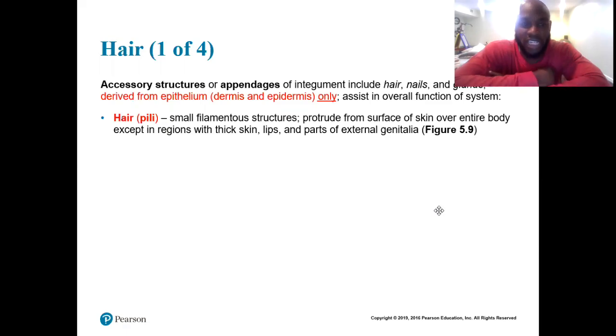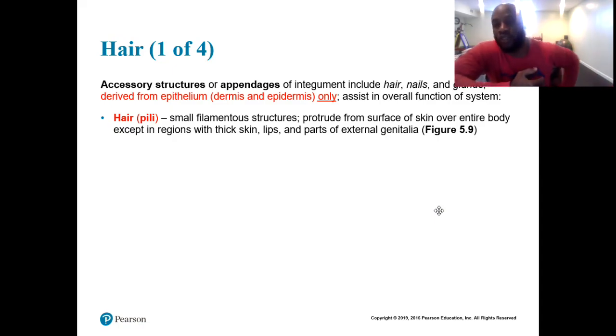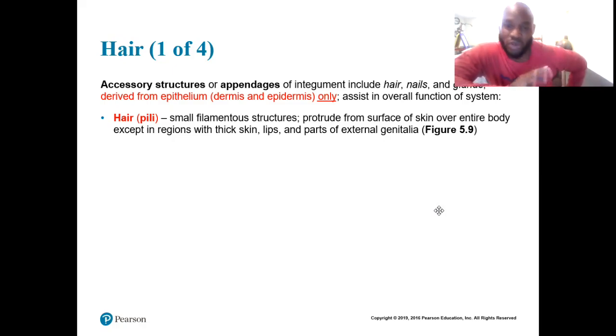Hair, nails, glands, derived from the epithelium, dermis and epidermis only, and assist in the overall function of the system. Hair, pili, is the name for it. A small filamentous structure that protrudes from the surface of skin over the entire body, except, remember we talked about regions of thick skin, it also doesn't come from the lips and parts of the external genitalia.